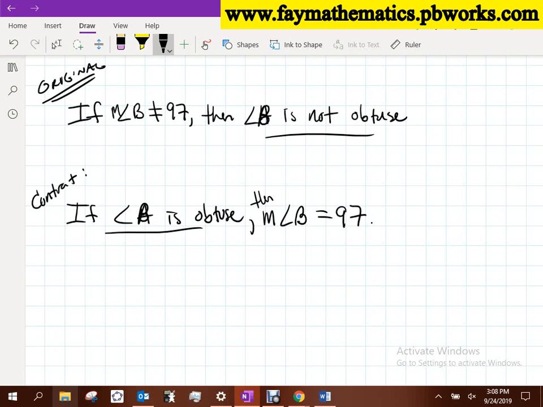Are there any counterexamples? If I tell you B is obtuse, you automatically know I've got an angle in front of you. I tell you it's obtuse. Do you automatically know it's 97? No, there are other things it could be, right? So this would be a false statement. This would be false. And because it is false, I automatically know that the original is false too. And now I can answer that question. Maybe that was the original, and that's all they asked me in the homework or on the test or quiz: answer this statement as true or false.